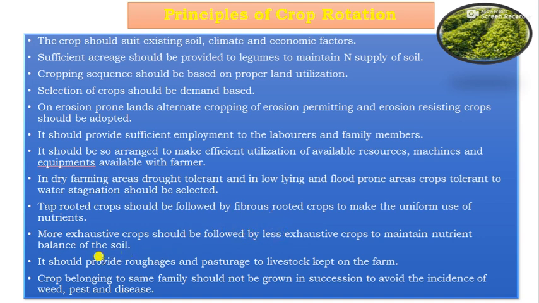of the nutrients. Then more exhaustive crops should be followed by less exhaustive crops to maintain the nutrient balance of the soil. Then it should provide roughages and pastures to the livestock kept on the farm. Then crops belonging to the same family should not be grown in succession or in the rotation to avoid the incidence of weed, pest and disease. These are the principles of crop rotation.